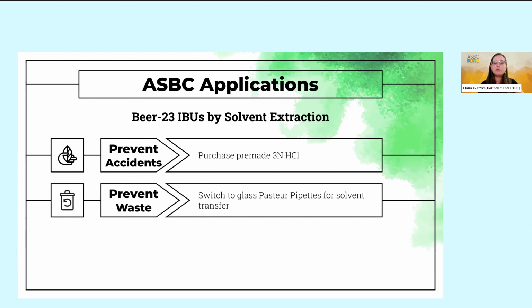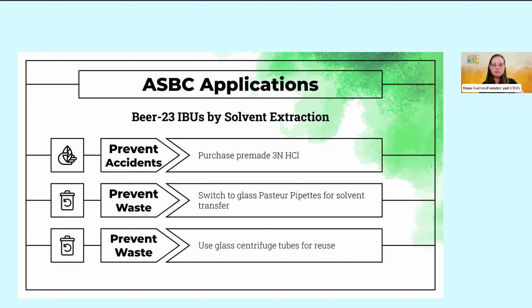Another thing that you can do is you can switch from single-use plastic pipettes to glass Pasteur pipettes for the solvent transfer from your centrifuge tube into the cuvette. You can wash and reuse those until they break. Basically, just be sure to have a glass waste available.